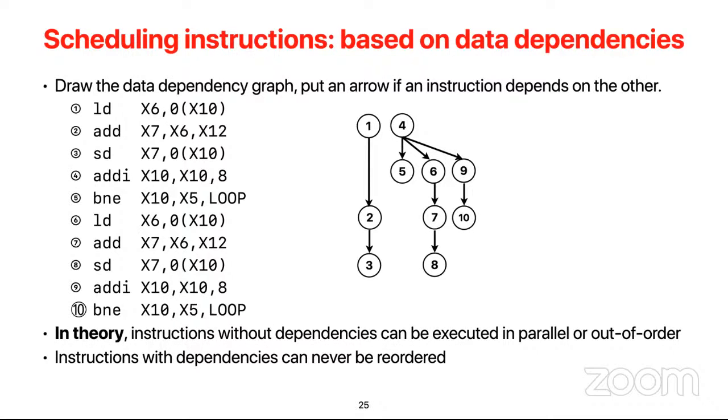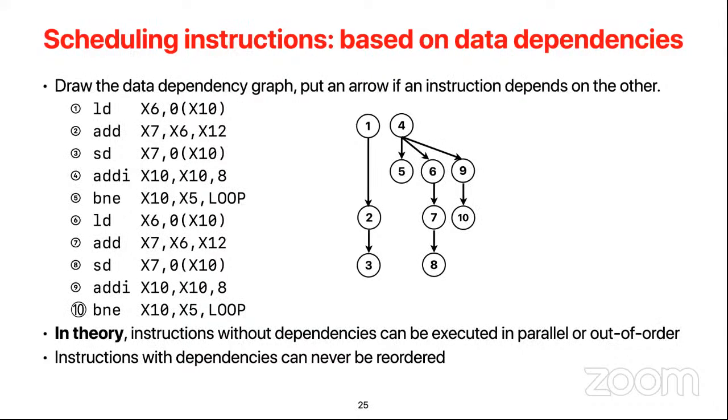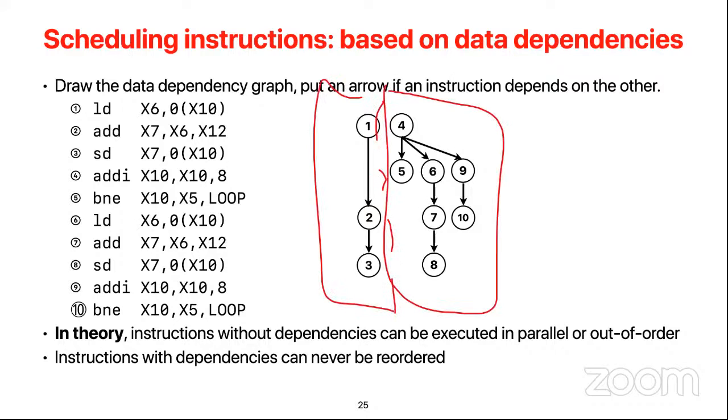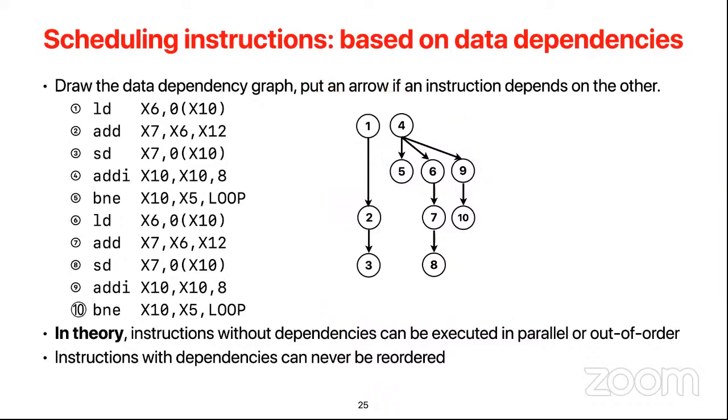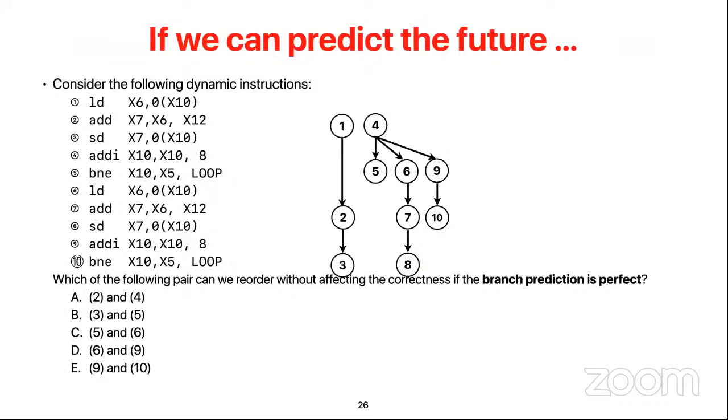If you look at this data flow graph, you will figure out that instructions 1, 2, 3, and the instruction sequence starting from 4 are completely different sequences, and they don't have any actual data dependency involved. In theory, we should be able to execute these two parts in parallel without affecting correctness, right? However, is it that easy?